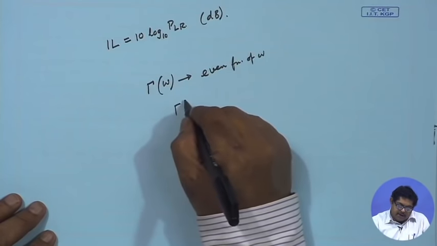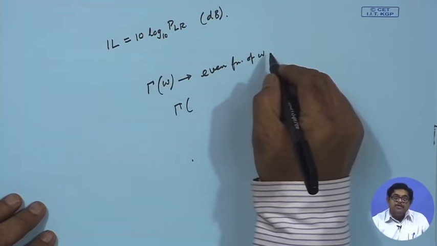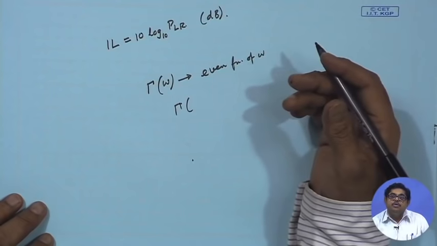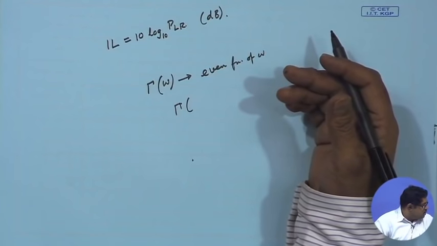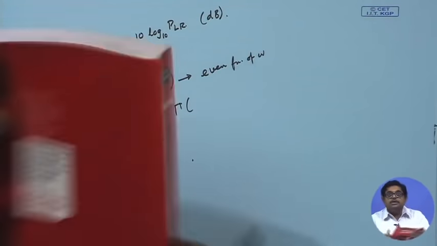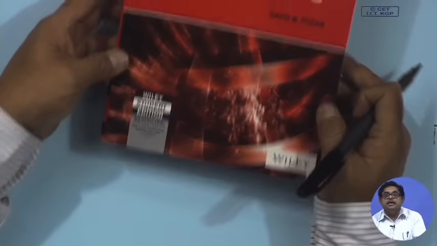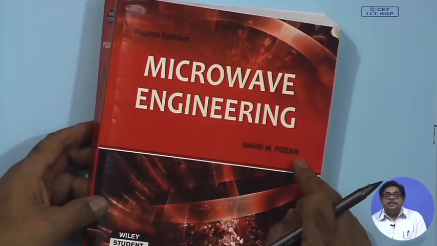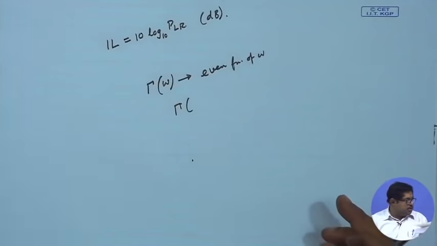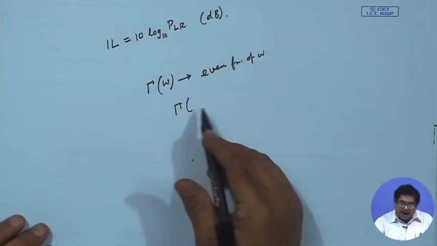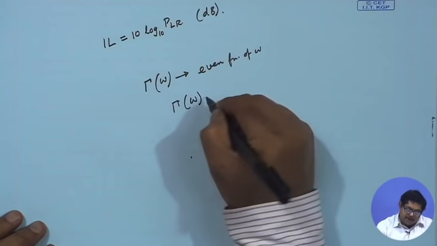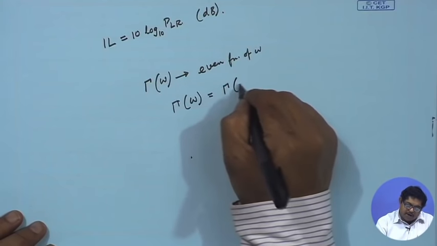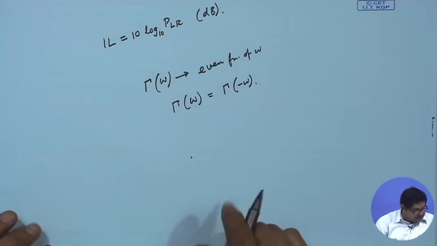So, what does that mean? This is a property, you believe me, or if you want to see, this is proved in any microwave engineering course. In any book, particularly our recommended book, Microwave Engineering by David Pozar, it is already recommended in your course. In this book it is derived that gamma is always an even function of omega. That means gamma of omega is equal to gamma of minus omega. We will utilize this property.